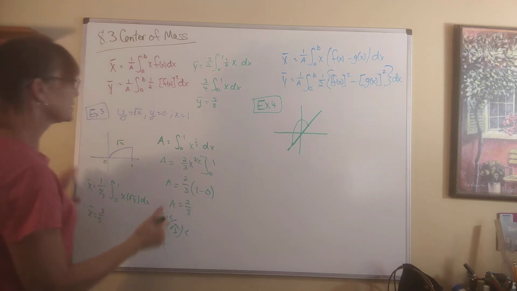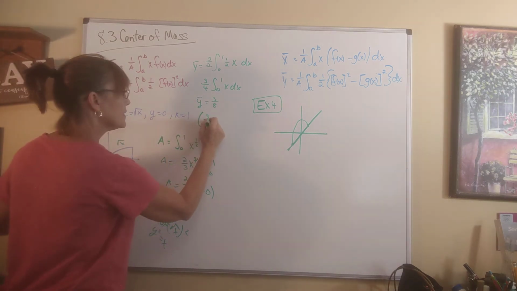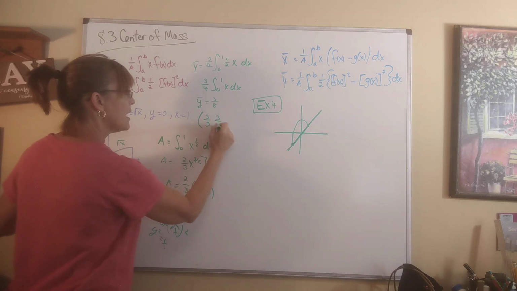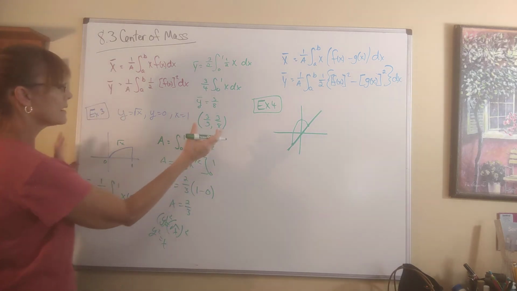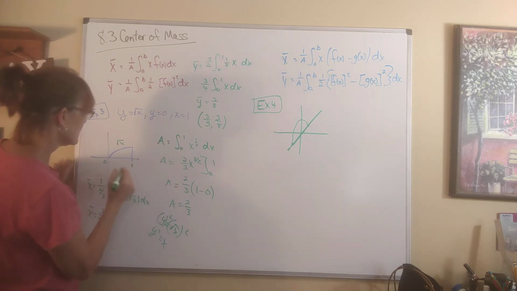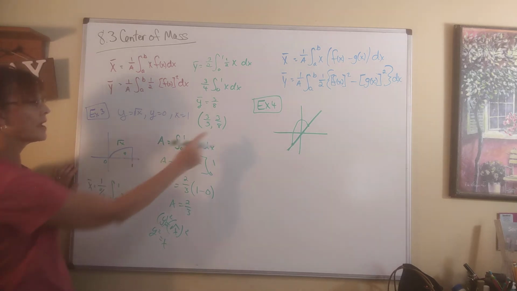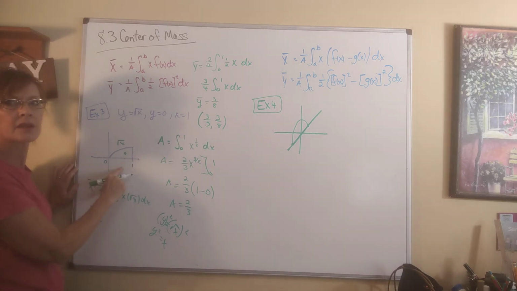So what did this tell us? This tells us that the point x bar, y bar is 3/5, 3/8. We find the centroid, where you could put a point and it would balance. So 3/5 is about like right here, 3/8 is about halfway up. This is the center of mass right there for this region.